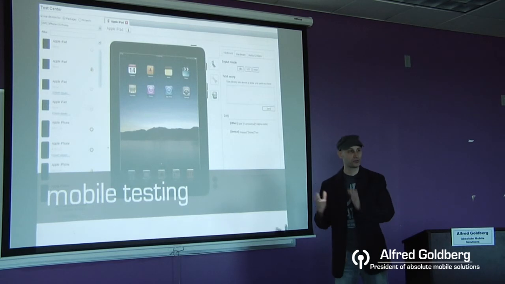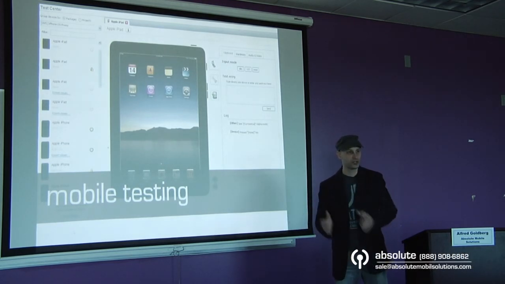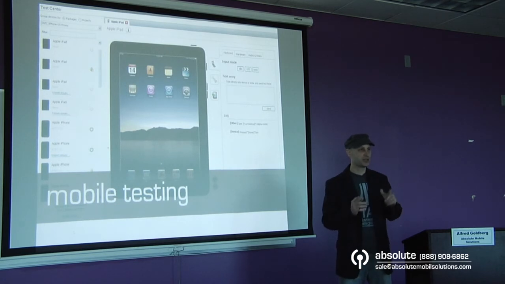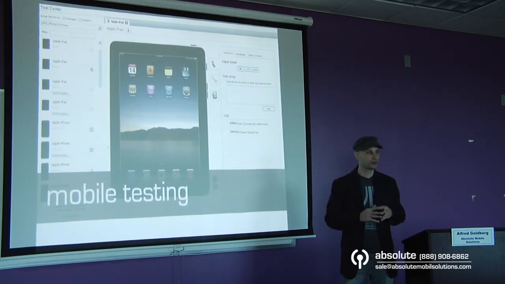Understanding the context in which your users are using the devices, the business goals that you're trying to achieve, and the devices they're using are really the cornerstones, the three points of the pyramid of your mobile strategy.